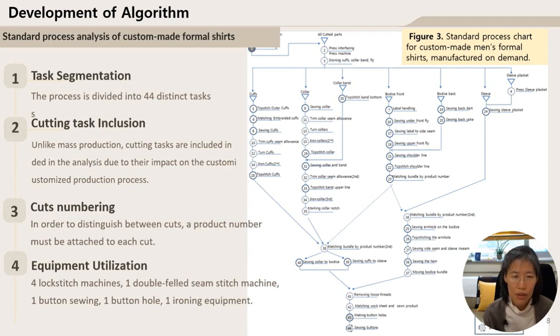The following machines are used in the production process: 4 lock stitching machines, 1 double felt seam stitch, 1 button sewing machine, 1 buttonhole machine, and 1 ironing machine.